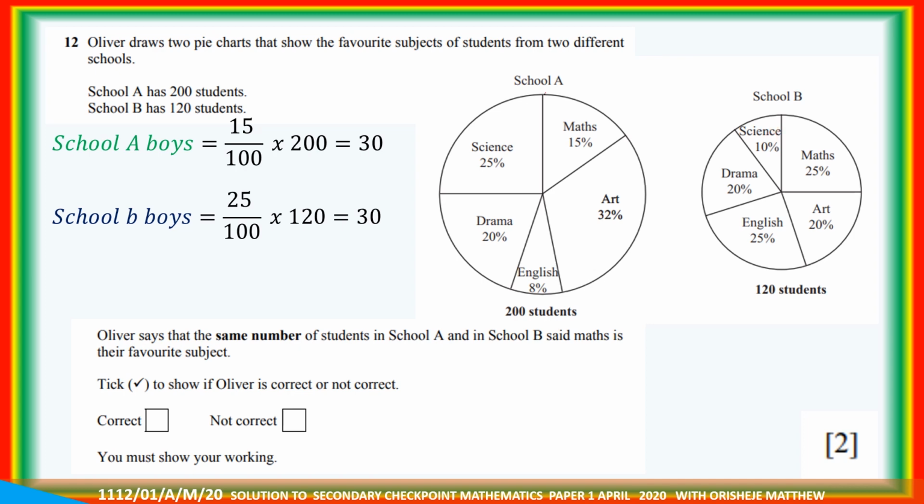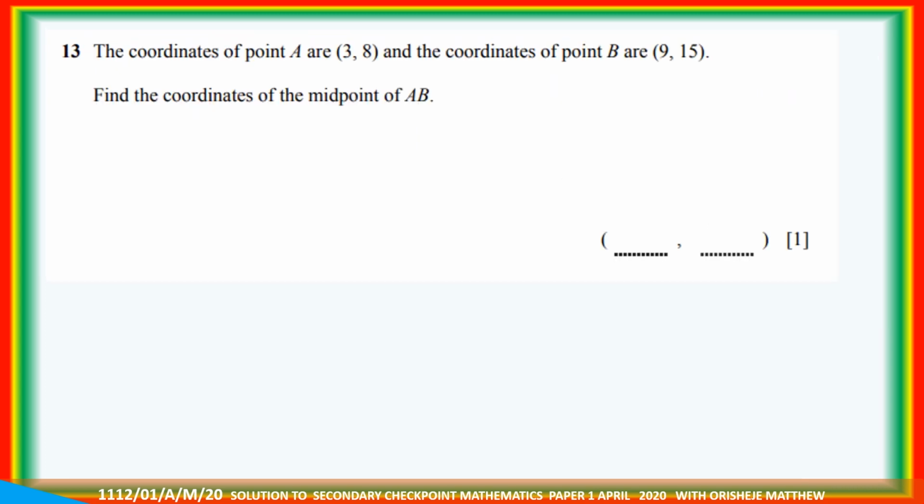So from both schools, you can see from our calculation that 30 students love mathematics from both schools. So Oliver is correct. So let's put our tick. Correct. So let's go to question 13.